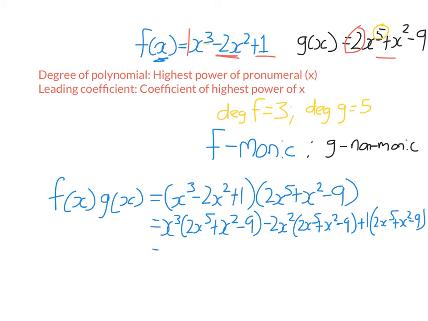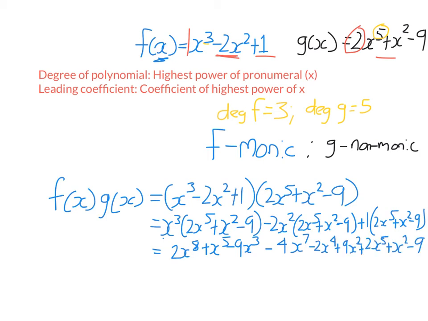So let's expand the first bracket. x cubed times 2x to the power of 5. Remember our index laws. Keep the same base and add the powers when you're multiplying bases. So this is what happens when I expand the first bracket. When I expand the second bracket, minus 2 times 2, x squared times x to the power of 5, and so on. So now I'm going to collect like terms.